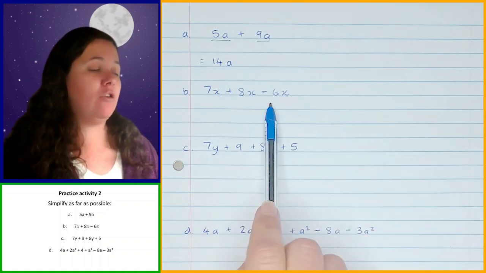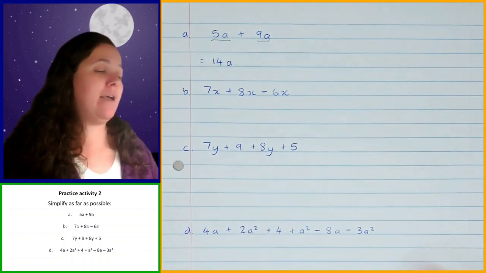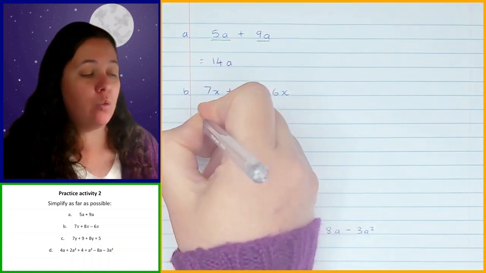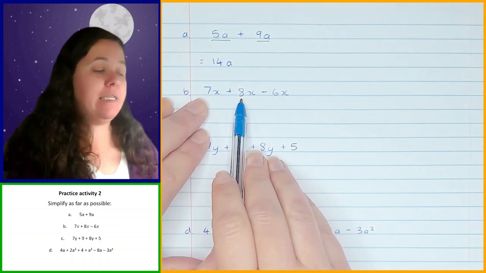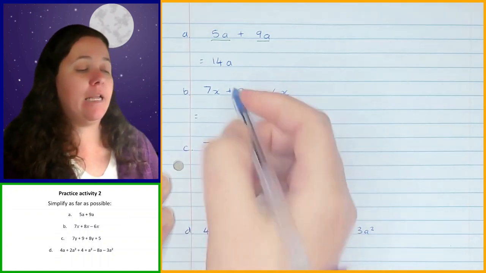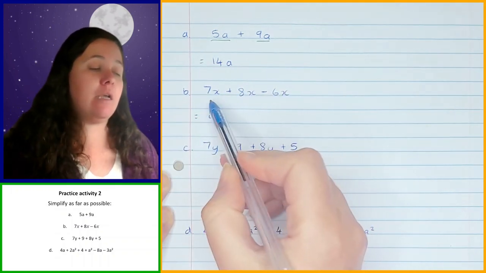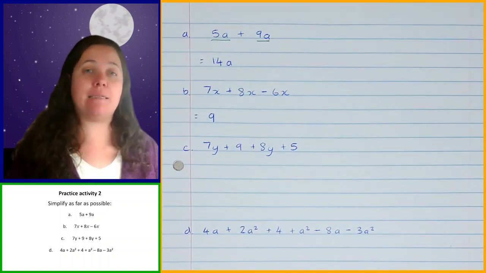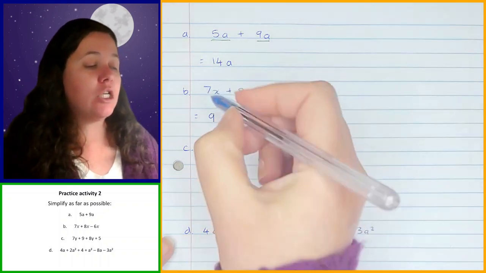Now let's have a look at the next one. We've got 7x plus 8x minus 6x. Again, they all have the same variables. They are all like terms, so I can go straight away and just add them. 7 plus 8 is 15, minus 6 is 9. So you should have got 9, and the variables stay the same. I have 7 x's, I add 8 x's, and then I take 6 x's away. How many x's am I left with? I'm left with 9 x's, and they are still x's. So it's 9x.